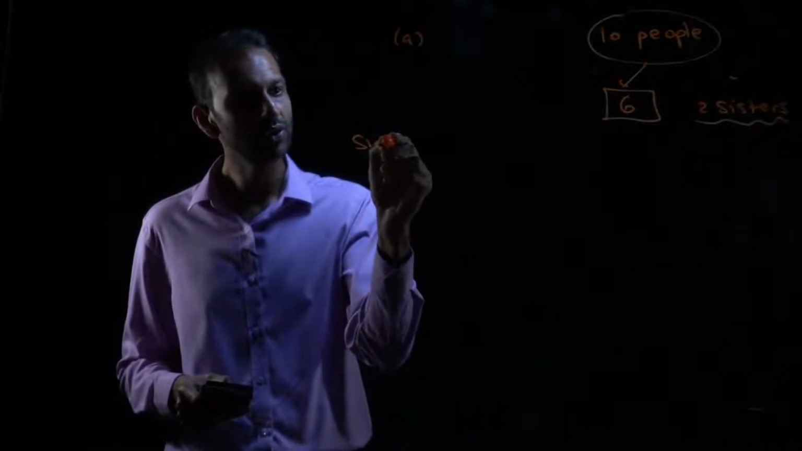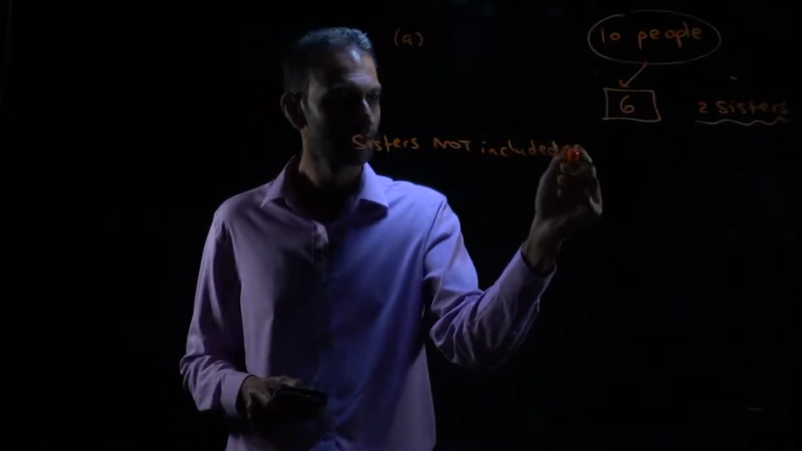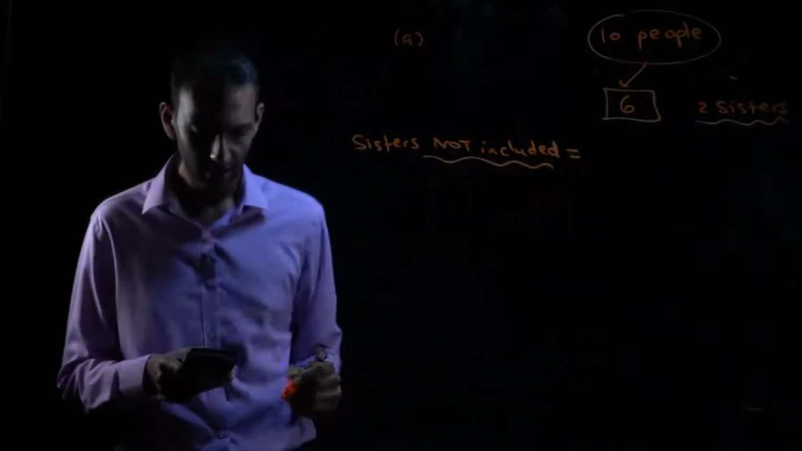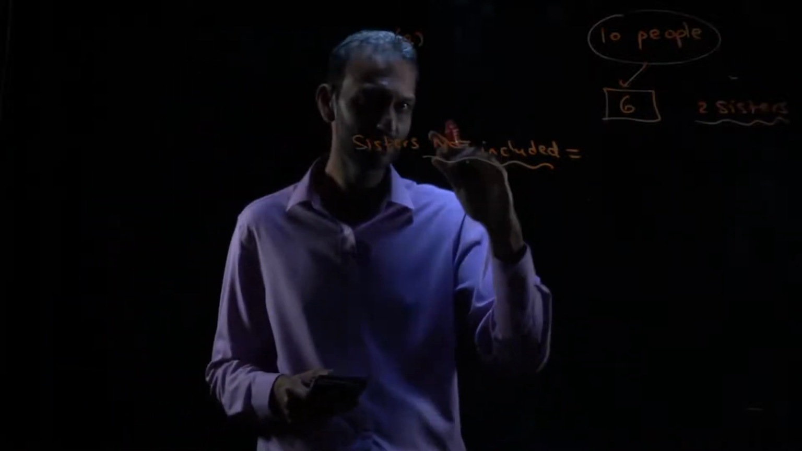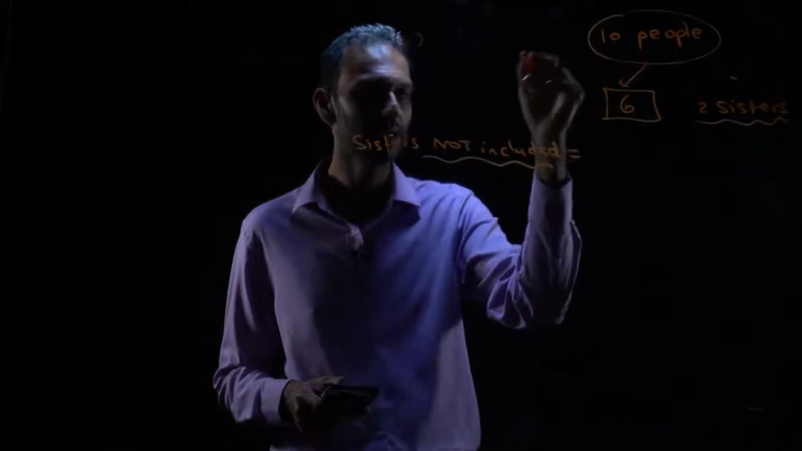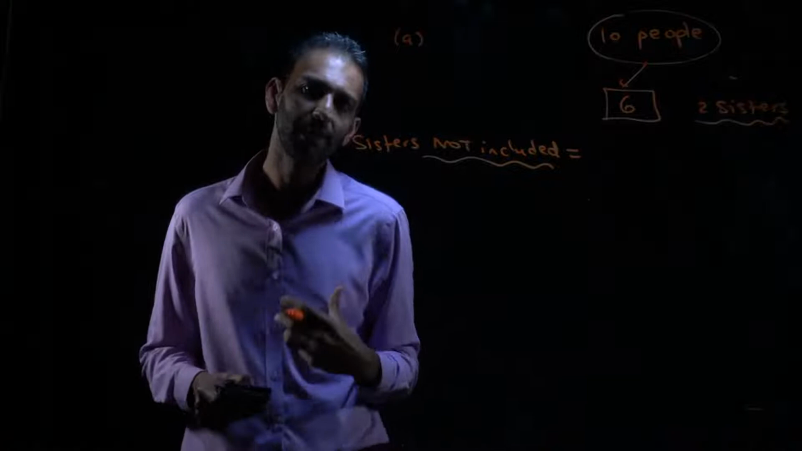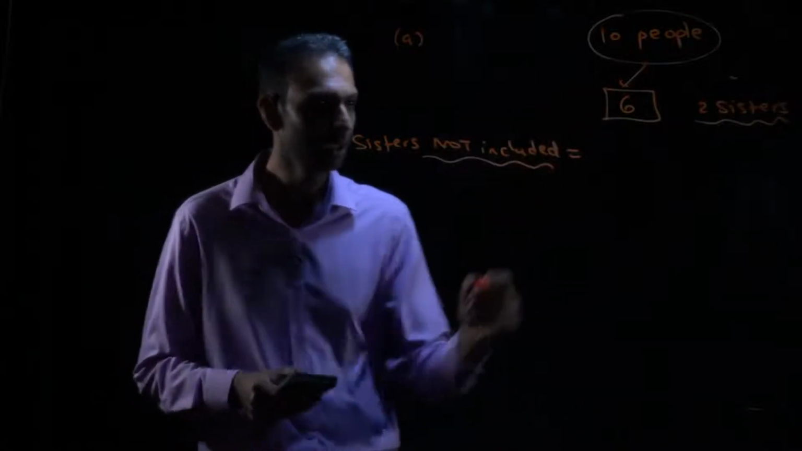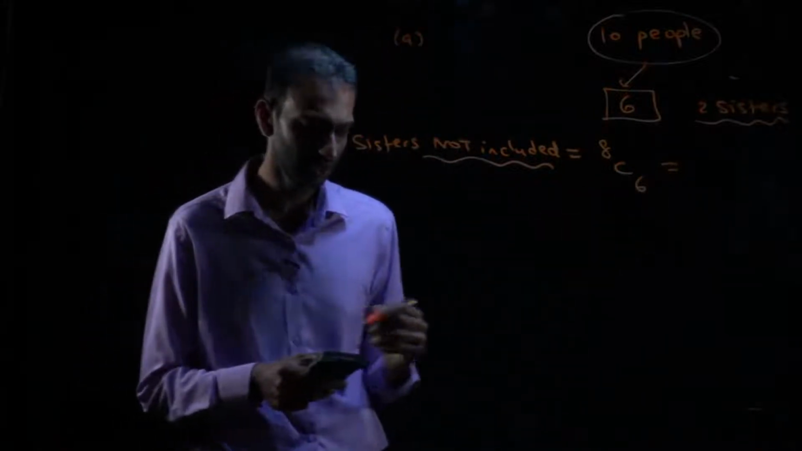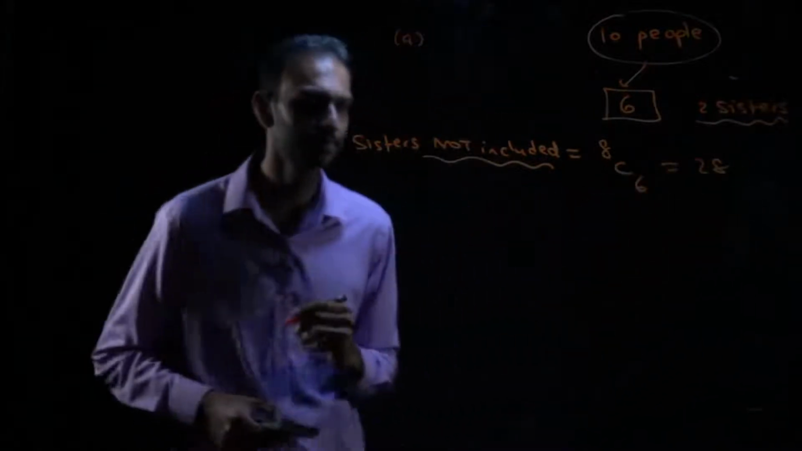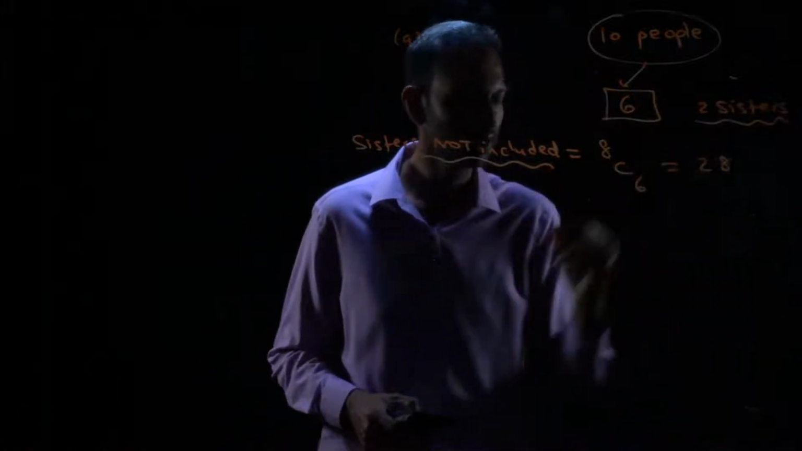If we don't include the sisters, let's say sisters not included, basically the number of combinations that are possible, sisters not included, which means it's already 10 minus 2, which is 8. Out of 8 people, how many people should we choose? 6 people. So it is basically 8C6. 8C6, using your calculator, is 28. So this is the 2 sisters not included.